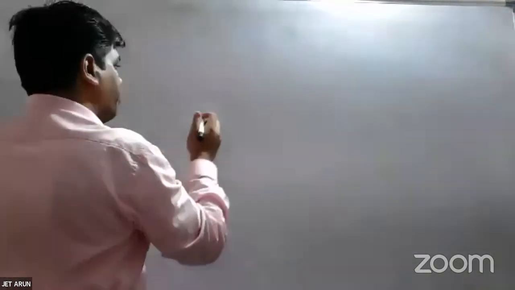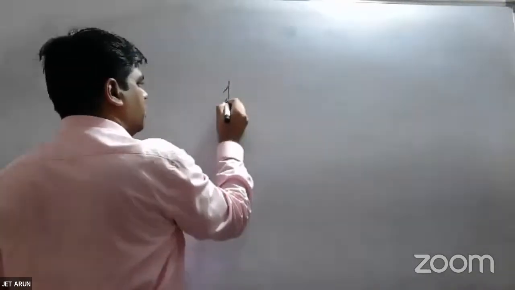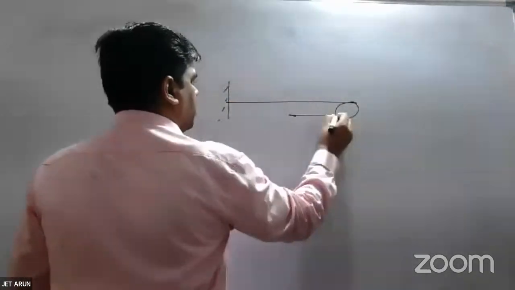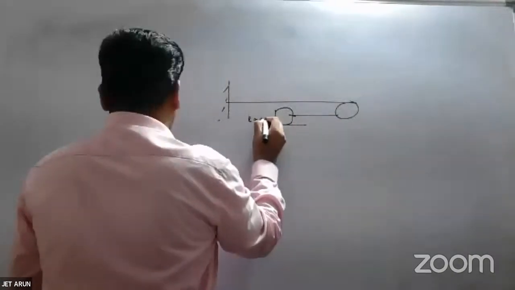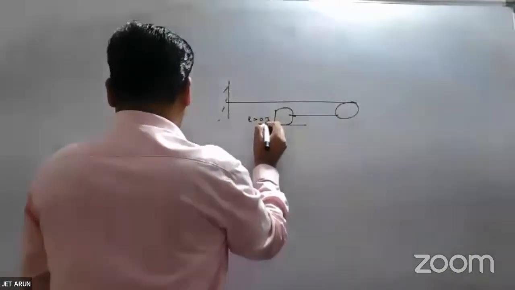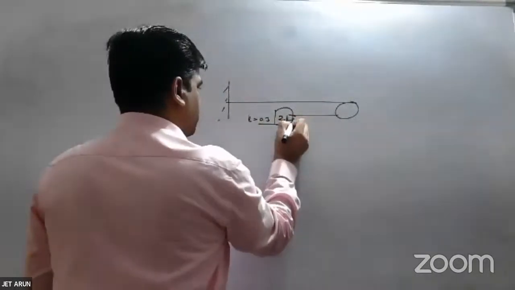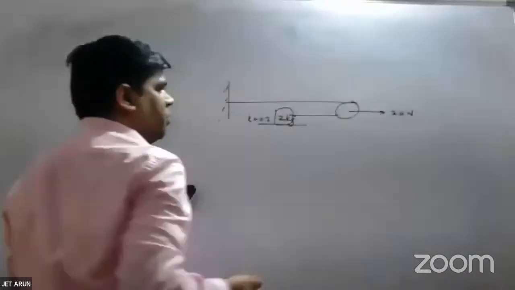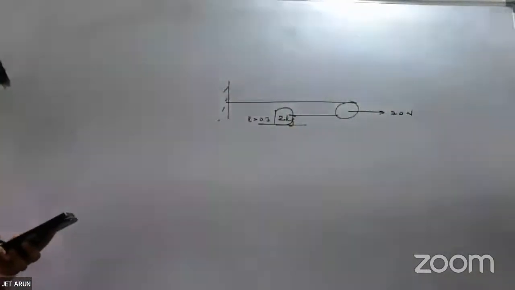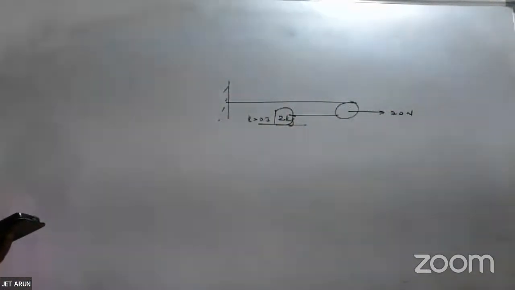Okay, look at the next one. I've got a pulley, block, coefficient of friction is 0.3, mass m is 2 kg, force applied is 20 Newton. First of all, will the block move or not? If the block moves, find its acceleration.